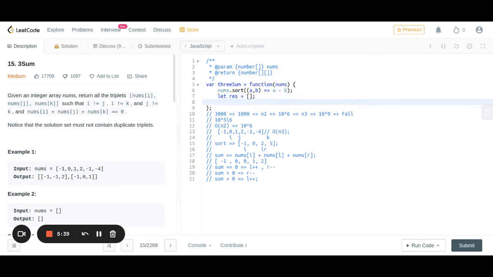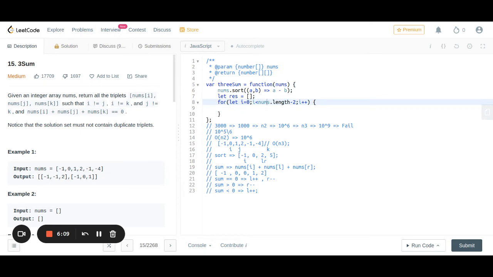Okay. So now let's start one loop, one pointer, the first number pointer, I less than nums.length minus 2, and we need two numbers. So there should be at least two numbers remaining. We don't want to go further. We need two numbers after the current index to calculate right and left. So we are going to do nums.length minus 2, and I plus plus.